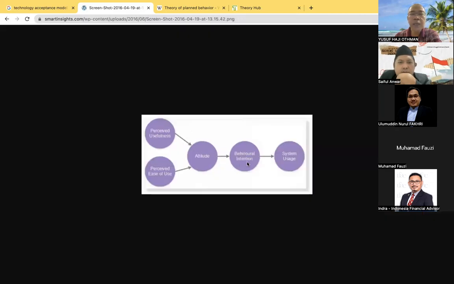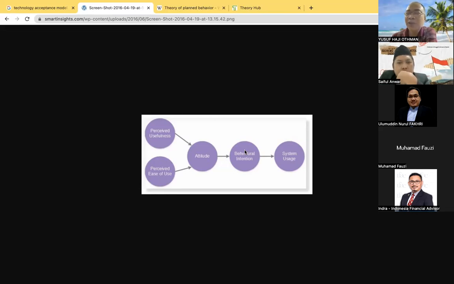If we look at it, it has intention here. So you might want to combine TPB and TAM, the technology acceptance model. So it has intention here, or you might want to combine with DIT, diffusion of innovation theory. So that's how we can construct a comprehensive theoretical framework of our own.